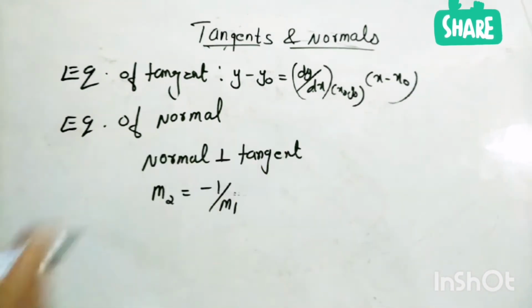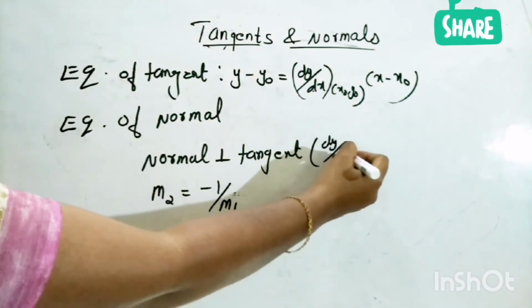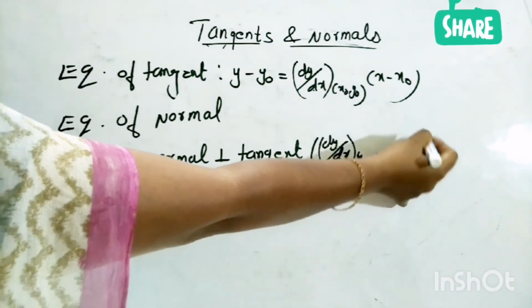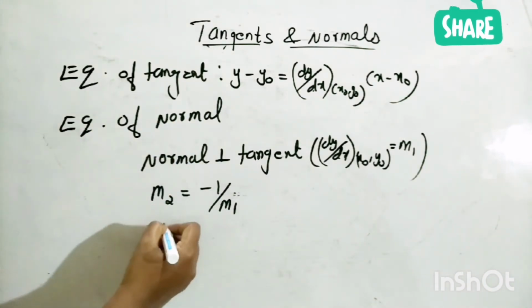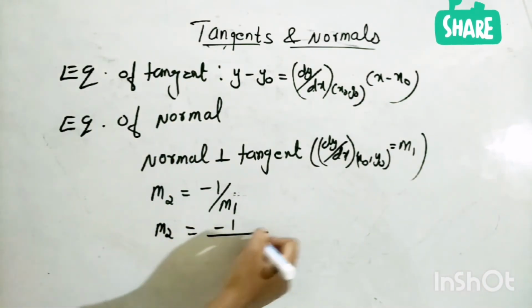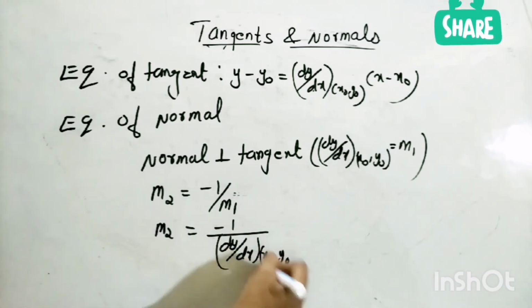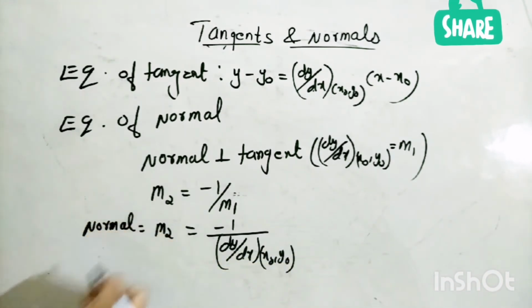Since the tangent and normal are perpendicular and the slope of this tangent is dy by dx at x0 comma y0, then what will be the slope of our normal? Let it be m2, and that is equal to minus 1 divided by dy by dx at x0 comma y0.